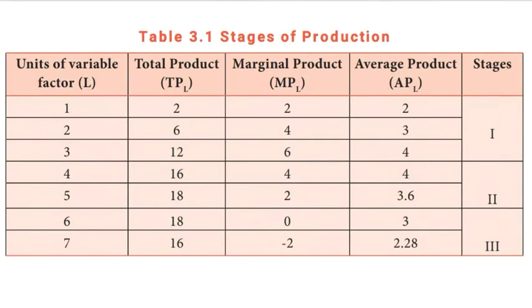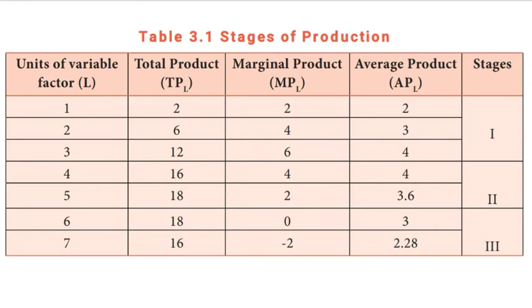Stage 2. In the second stage, MPL decreases up to the 6th unit of labor, where the MPL curve intersects the x-axis. At the 4th unit of labor, MPL is equal to APL. After this, the MPL curve is lower than the APL. TPL increases at a decreasing rate.